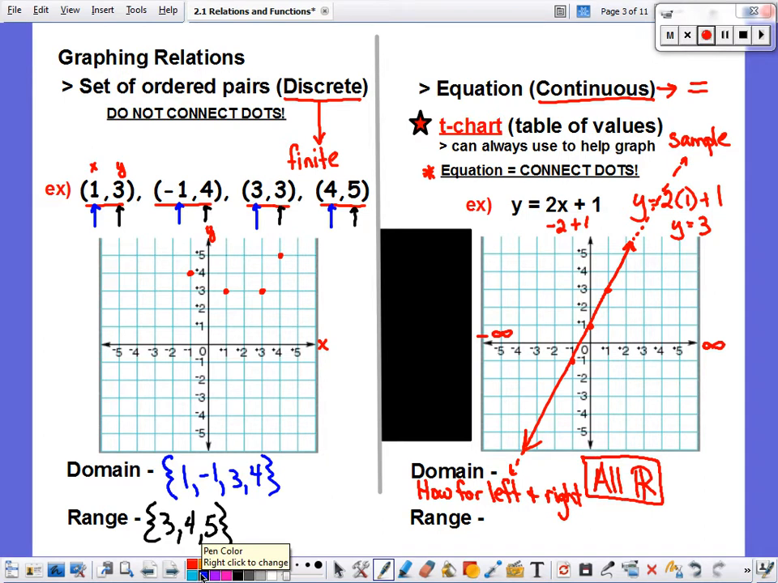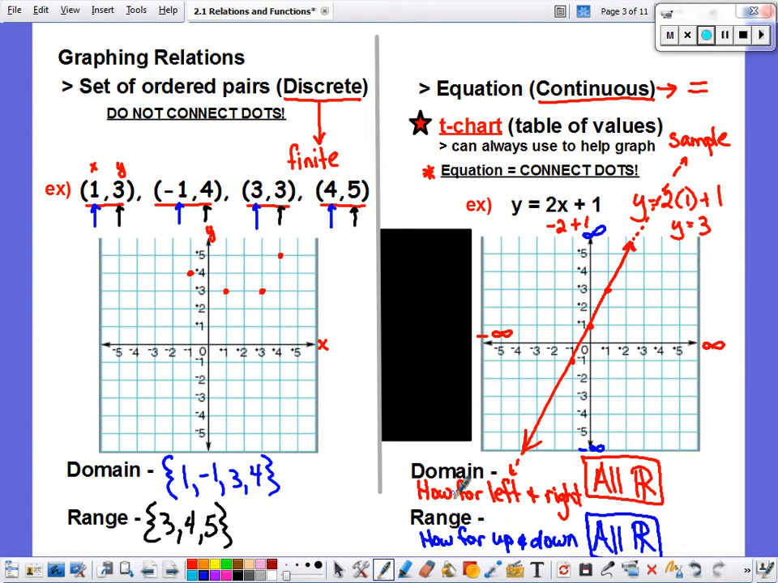Okay, range. In this case, we want to know not how far left and right, but how far up and down your graph goes. How far up does it go? It looks like it goes forever. How far down does it go? It goes forever. Same thing, all reals. And again, for a linear equation, other than a horizontal line, you would get all reals. So you're going to get a lot of all reals for linear equations.